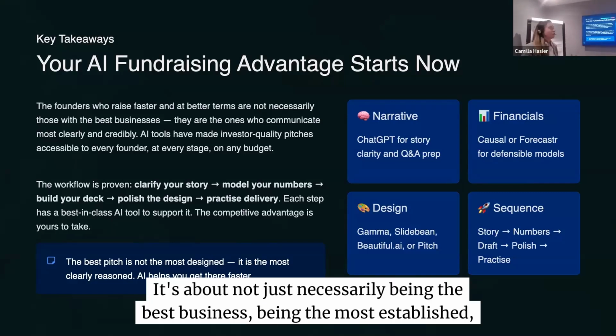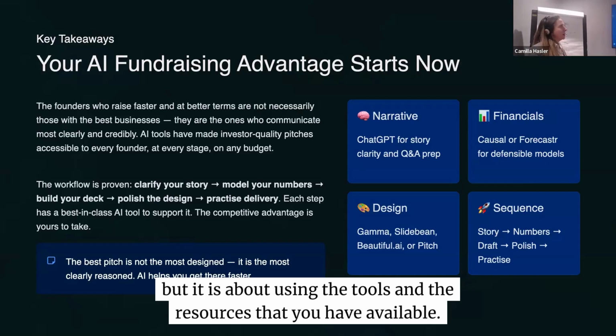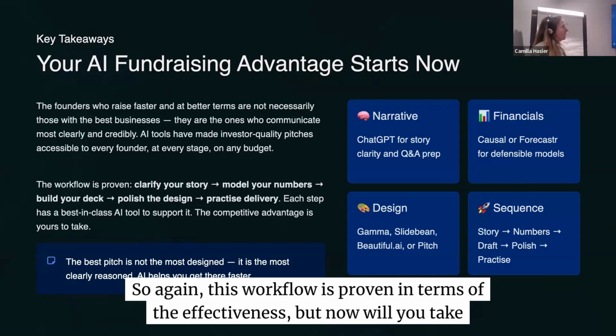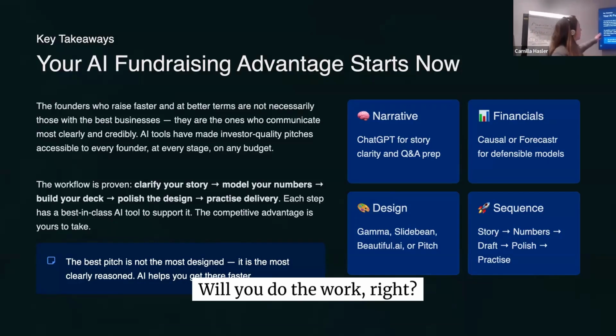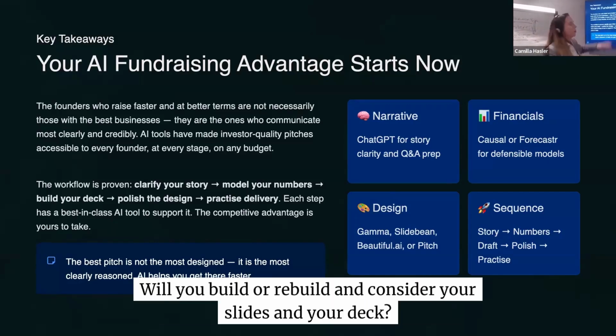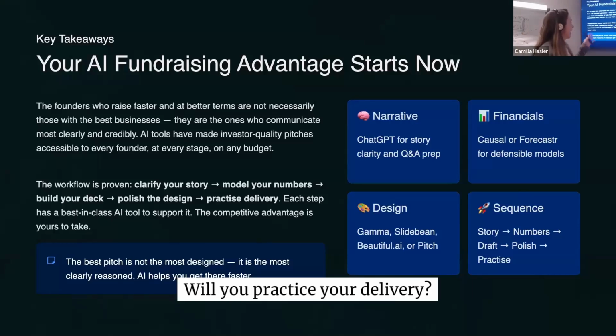It's about not just necessarily being the best business, being the most established, but it is about using the tools and the resources that you have available. So again, this workflow is proven in terms of the effectiveness, but now will you take action? Will you do the work? Will you build or rebuild and consider your slides and your deck? Will you practice your delivery?